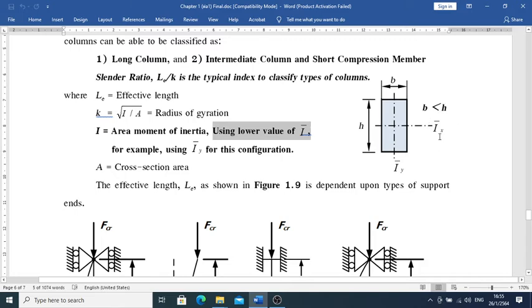So I sub x and I sub y: I sub x is equal to BH cubed over 12, and I sub y is equal to HB cubed over 12. Of course, I sub y is going to be very small, so we're going to use I sub y for this configuration in the calculation. Or we might say that it's going to buckle in the y direction. So the cross-sectional area is going to be A there.